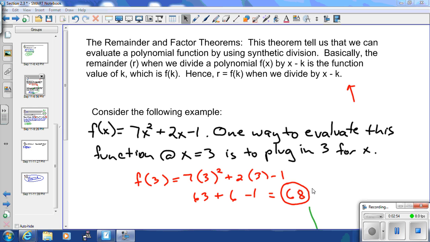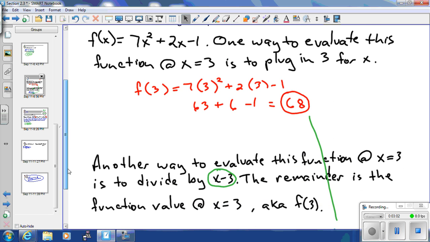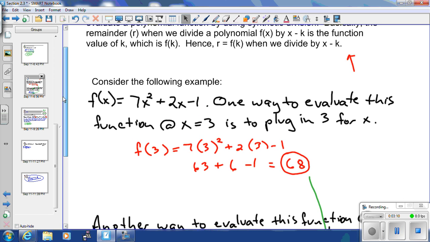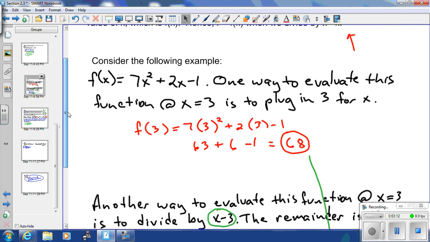Before we go to the next slide, I should point out that if the result that you get, either by plugging in or by doing the synthetic division, is a 0 for a remainder, that tells you that x minus this number is a factor. All right, hopefully we got that from the first video.